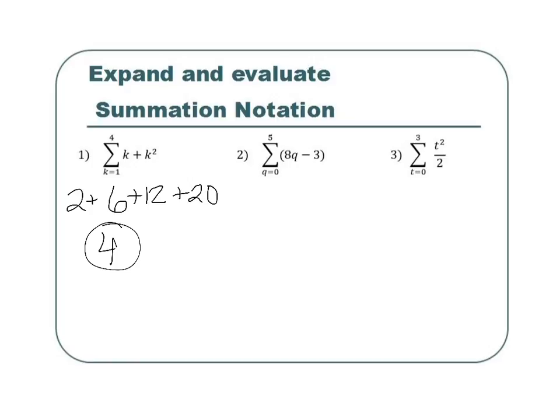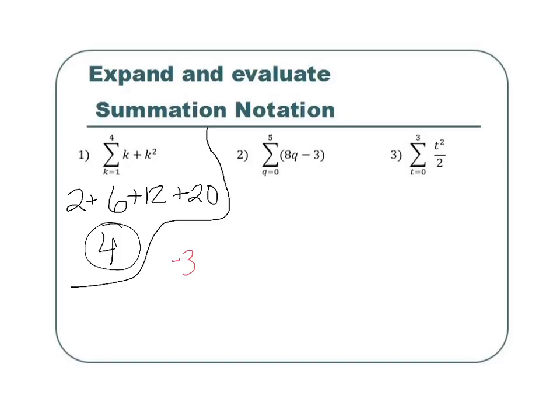Okay, let's try another one. Let's do number 2 here together. Now this one has a lot of terms. It goes from 0 all the way up to 5. So this may get a little bit messy. Okay, so the first thing I'm going to do is plug 0 in for q. So then when I plug 0 in here, I'm going to have 0 minus 3. So that's going to end up getting me a negative 3.